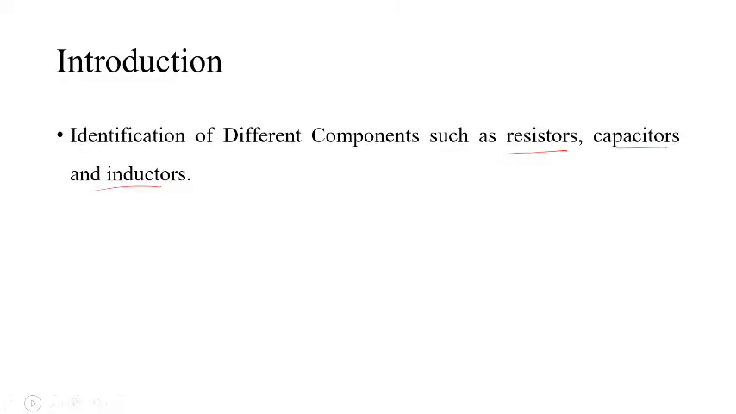So let us now see what we are going to learn in this series. Firstly, we learn to identify different components such as resistors, capacitors, inductors, diodes. Obviously, without identification, you won't be able to utilize them in your experiments. Secondly, we'll get to know how to use a digital multimeter.